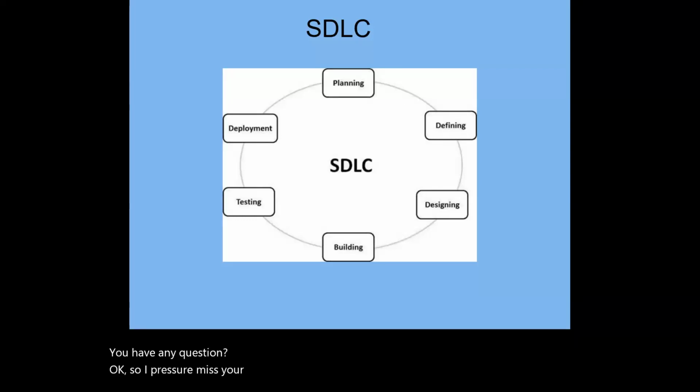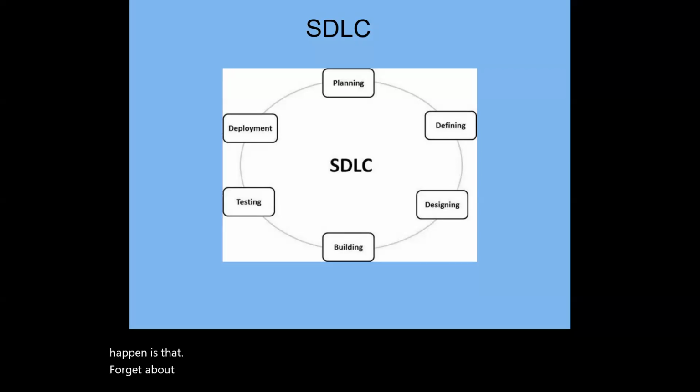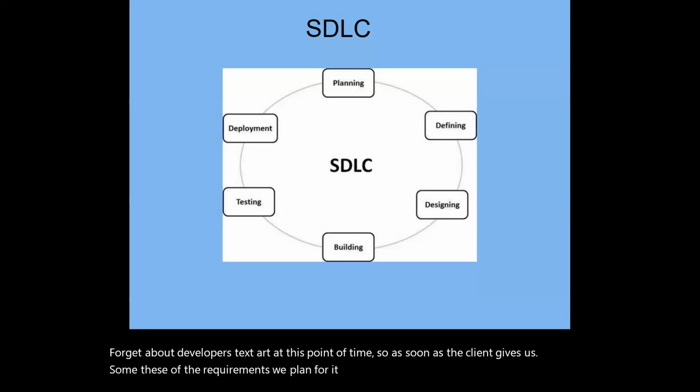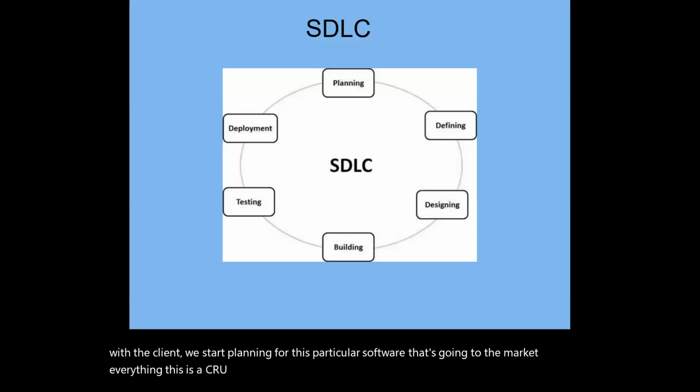So during this planning, we are creating a software. Forget about developers and tech at this point in time. As soon as the client gives us some of the requirements, we plan for it. In this planning phase of the SDLC, we sit with the client and start planning for this particular software that's going to the market. This is a crucial part of SDLC planning. You gather all those requirements.